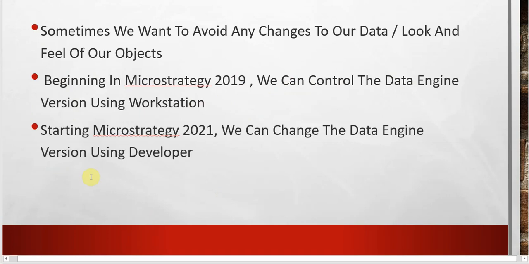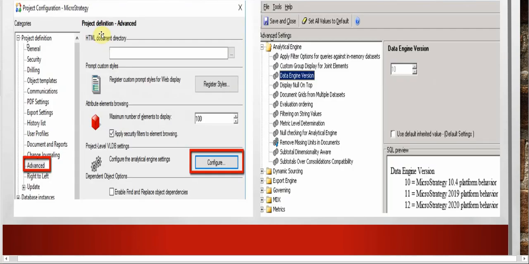Sometimes we want to avoid any changes to our data or the look and feel of our objects. Beginning in MicroStrategy 2019, we can control the data engine version using Workstation. And starting from 2021, we can change the data engine version using Developer. For Developer, we have to go to Project Configuration, go to this Advanced. Here we have a config. In the analytical engine, we have the data engine version. Here we can see the data engine version for 10.4 is 10, for 2019 is 11, and here we can set whatever value we have.